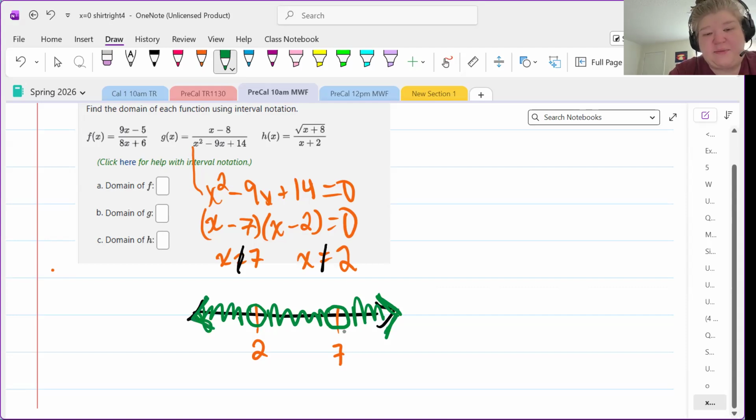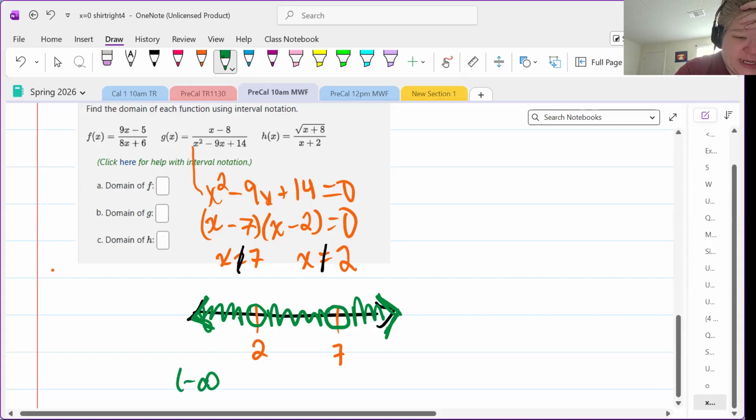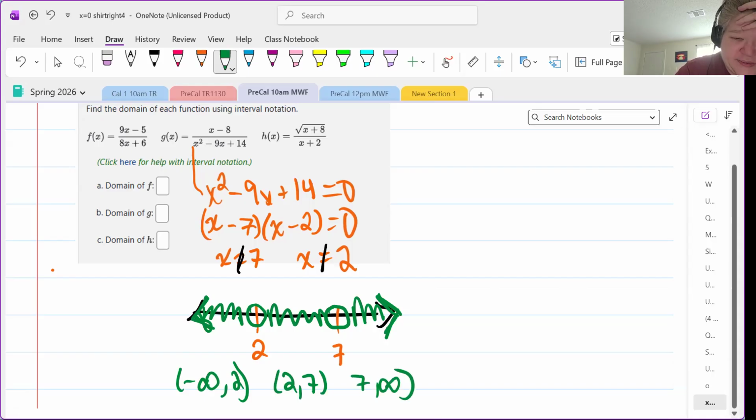So this splits the number line into 3 regions. So our first region is from -infinity to 2. Our second region is from 2 to 7. And our third region is from 7 to infinity. And then we stick those together with unions. So if we have a quadratic on the bottom, that's how the domain ends up working out.